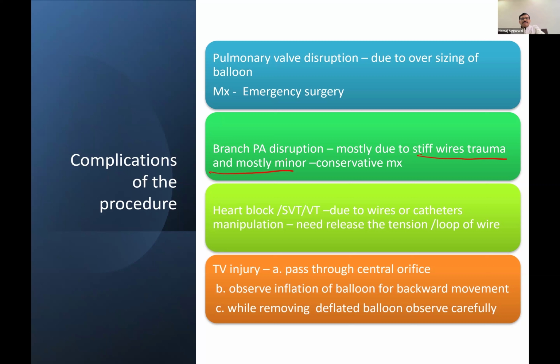Heart block, rhythm disturbances, VT, SVT due to wires or catheters. Just keep the tension low, loop the wire, keep an eye on the loop of wire, and you should be good.